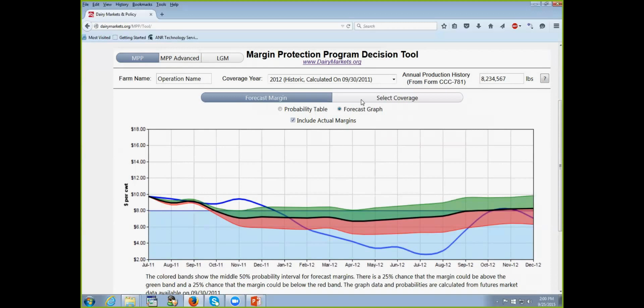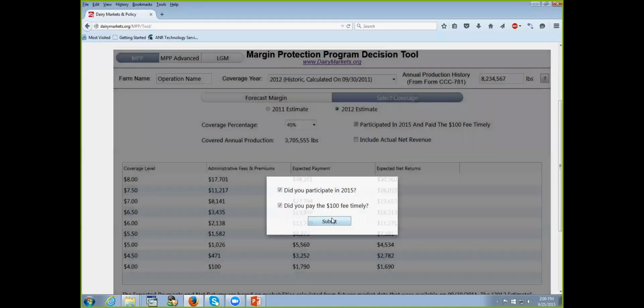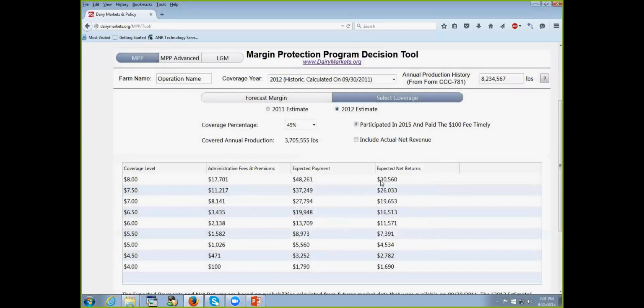Now let me go back here. Sorry. If this is historic, then we can click include actual net revenue. It was expecting a bad year. So at $6, it would have been expected of $13.7. So an expected net returns of $11,570 would have ended up being 41. But keep in mind, I picked a really bad year.